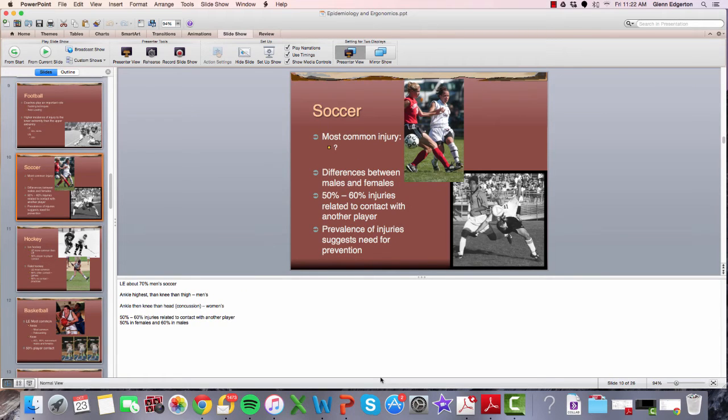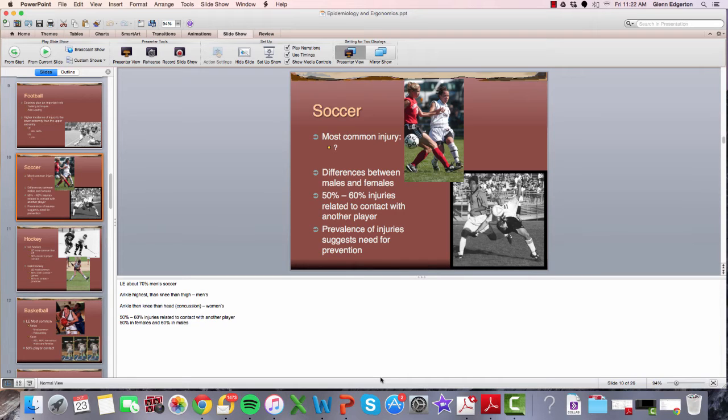With soccer, what's the most common injury? Well, it's ankle that is the highest, and then the knee, and then the thigh in women's, and then the ankle, then the knee, then the head in women's. And I think I just said that wrong. So ankle highest, then knee, then thigh with men's. And the lower extremity is about 70% of the injuries in men's soccer.